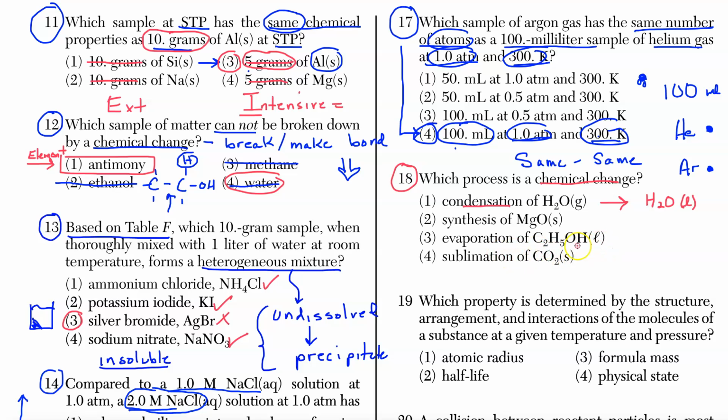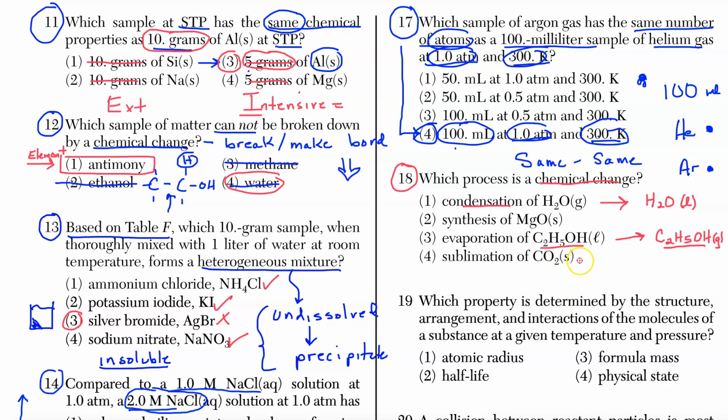Look at choice 3, evaporation. That means a liquid of this chemical will become a gas, but it'll still be C2H5OH, just with a gas phase. Notice we're changing the phase, but we're not changing the chemical formula. What we're doing is changing the space between them by overcoming attractive forces.